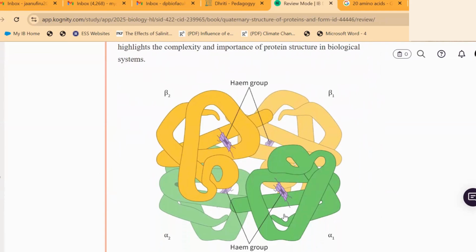Can you see here? Alpha 1, alpha 2, beta 1, beta 2. Two alpha helices and two beta pleated sheets merged together. Merged, we cannot say. They are forming interactions, bondings only. Okay, so they have interactions.